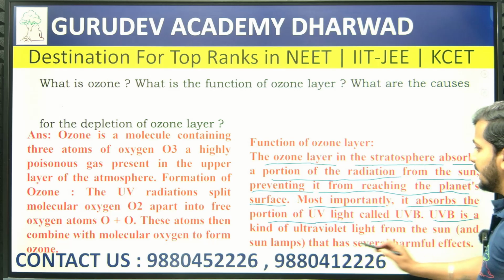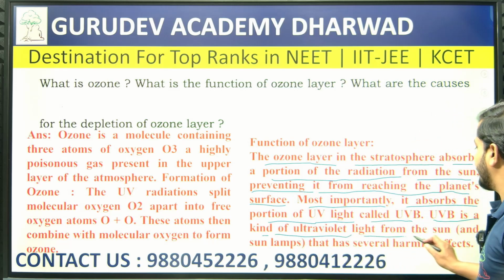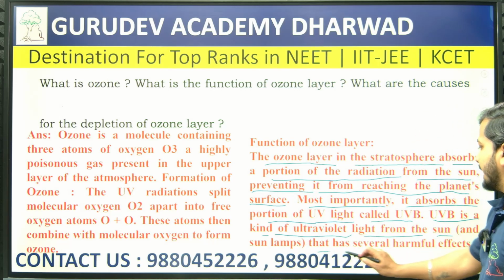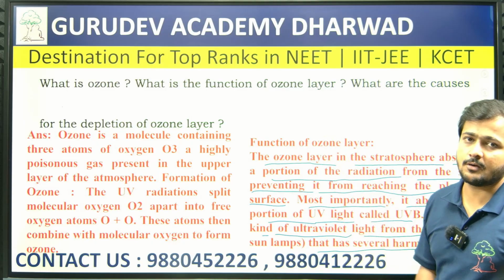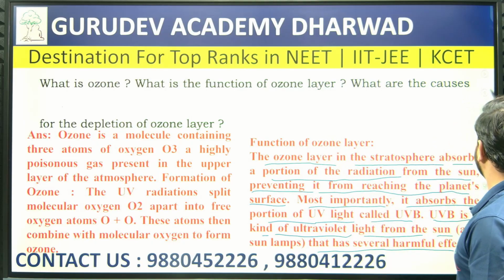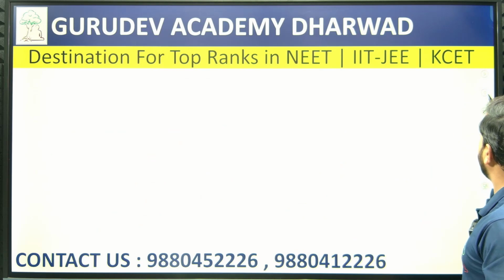UVB is a kind of ultraviolet light from the sun, and it has several harmful effects. So this is the actual function of the ozone layer. It is going to absorb some specific wavelengths of light.